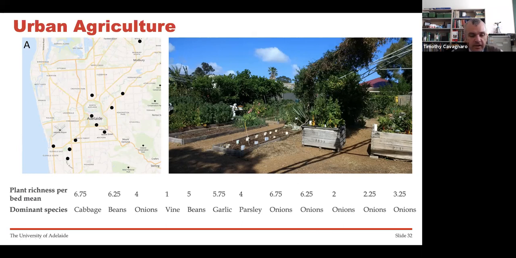So Matt went out to these sites, and this was done in winter. And so as you might expect, you'd find a lot of the allium type crops and cabbage and the sorts of crops you'd expect to see growing in winter in Adelaide as the dominant species, but reasonably high levels of diversity. So species richness of up to about 6 species within a given plot. And again, that might be, as you'd expect, that an individual farmer who has one plot, you don't just want to eat onions. You want to grow a range of different crops.